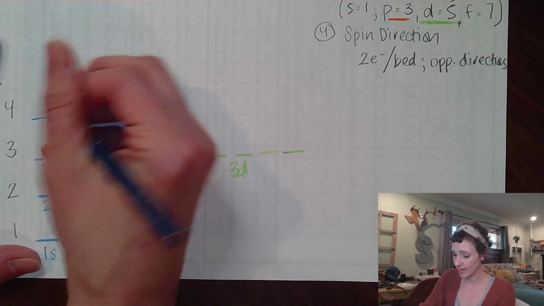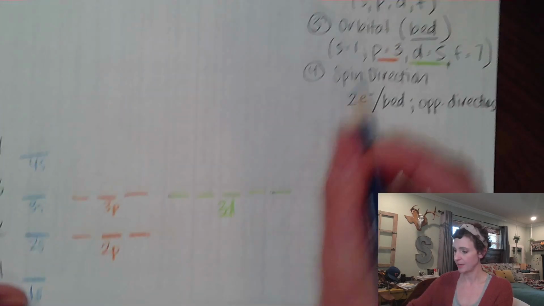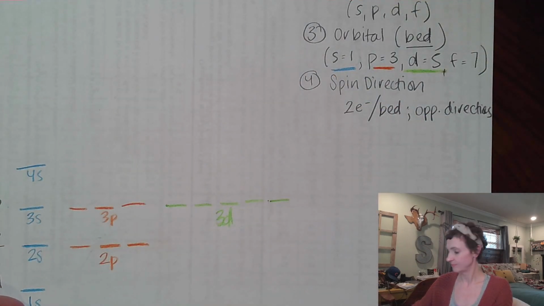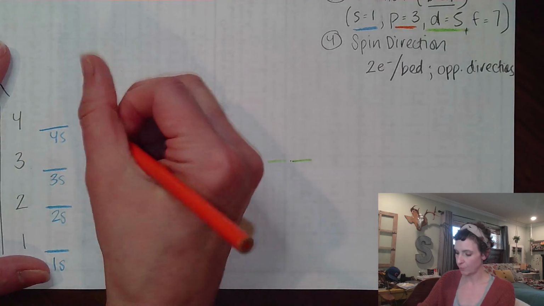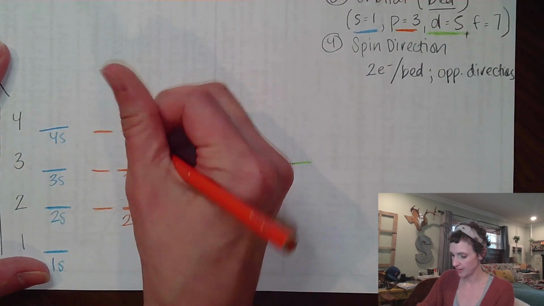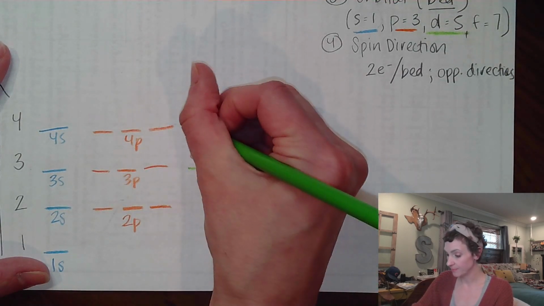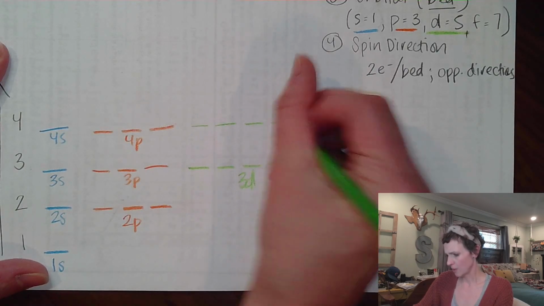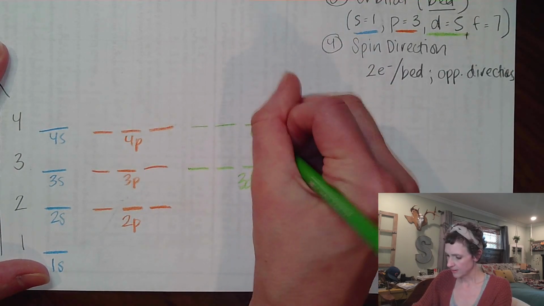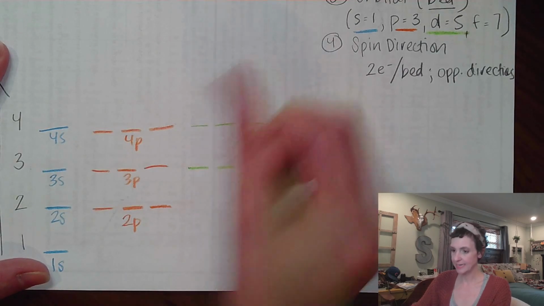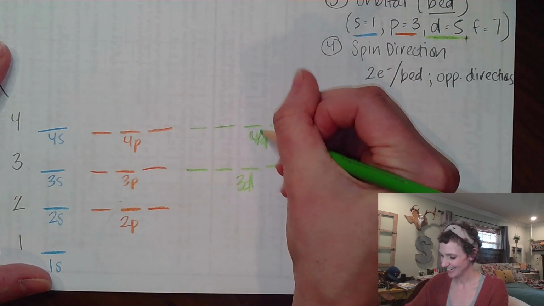I've got a 4S room, right? And I'm going to go underline my S right there. I have a 4P room, 1, 2, 3. I have a 4D room, 1, 2, 3, 4, 5. So that's 4D, hard to see, 4D.